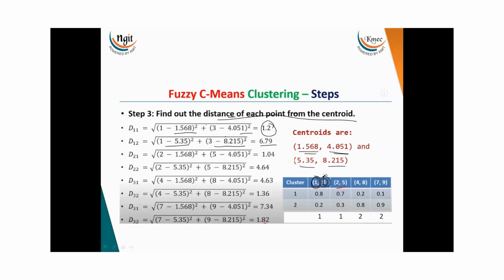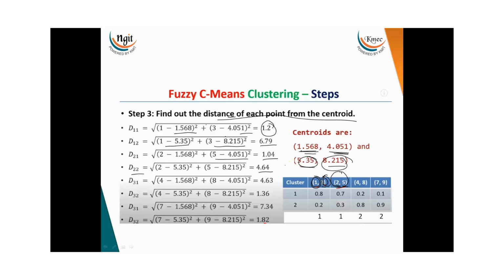Now the same thing you need to repeat for this data point 2 and 5. Now you have to find the distance of this 2 with the first centroid value and the distance of 5 with this centroid value. Okay, and the same way you have to repeat. So this will become D21, and when you keep this value, result will be 1.04. Now you will find D22. When you are finding D22, you have to find the distance of 2 with 5.35 and distance of 5 with 8.215. So this will become D22. Your result is 4.64.